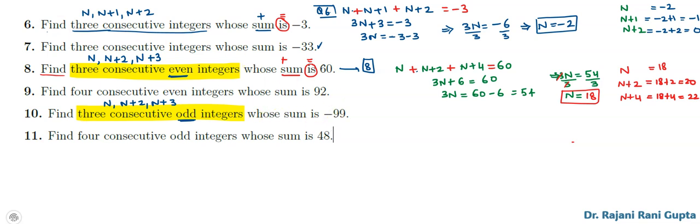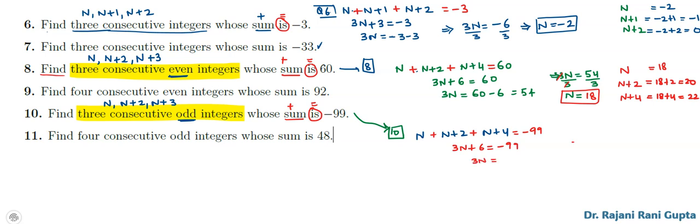Okay, so for question number 10, I'll give you the expression. How will you form the expression? 3 consecutive odd integers. So again, you will use n, n plus 2, n plus 4. Again, their sum. Sum means plus. Is means equal. So plus equal minus 99. Solve it. 3n plus 6 equal to minus 99. 3n is equal to minus 99 minus 6. Minus 99 minus 6. Okay, in this way you can work with it.